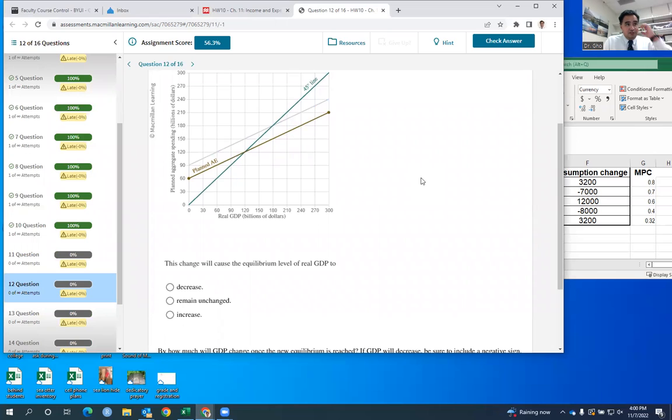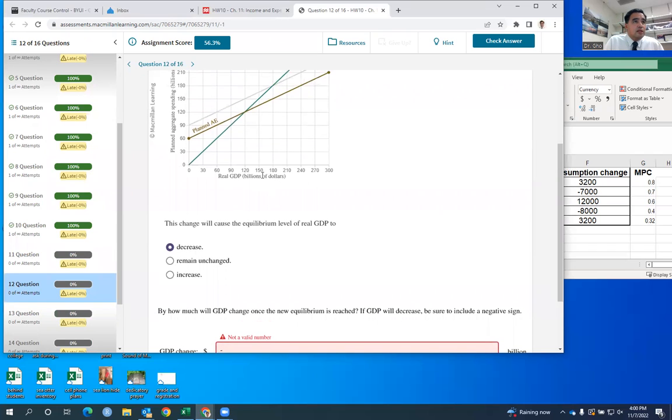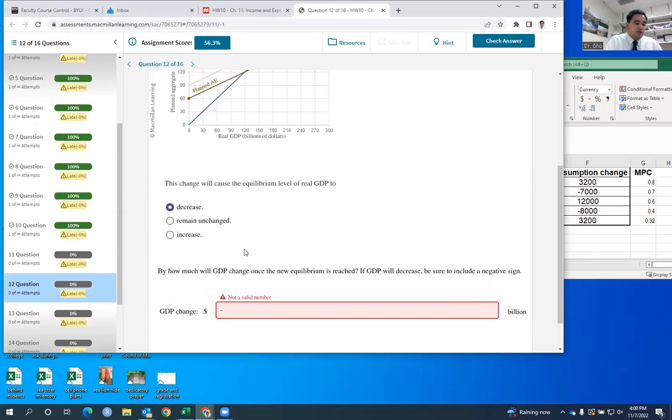What's going to happen? Changes will cause the equilibrium level of real GDP. So before we were right here at 180 and 180, and now we are down to 120 and 120 and 120. The real GDP is decreasing. How much does it decrease by? Okay, that's a decrease and not an increase. So let's make sure that's negative. And we go from 180 to 120. So that's negative 60.